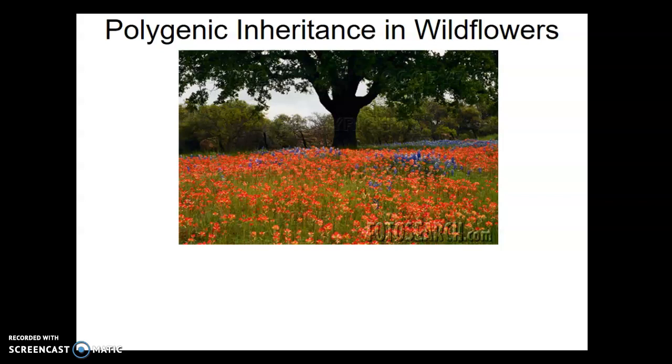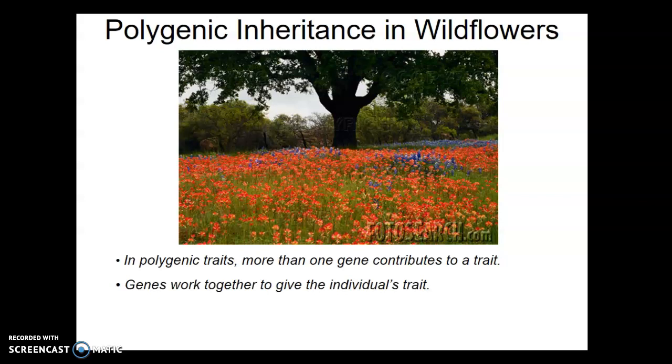Here's an example in wildflowers. So think of a field of wildflowers. You might see many, many colors because wildflower color is contributed by many, many genes. So it's a polygenic trait. All those genes are going to kind of work together to give us that expressed phenotype, which might give us a huge variety of expressed phenotypes.